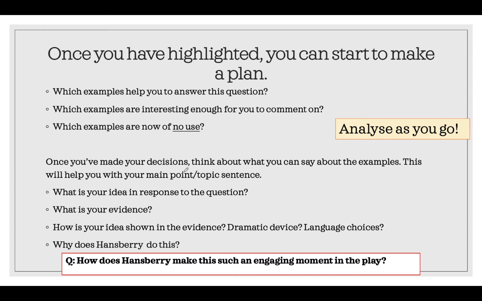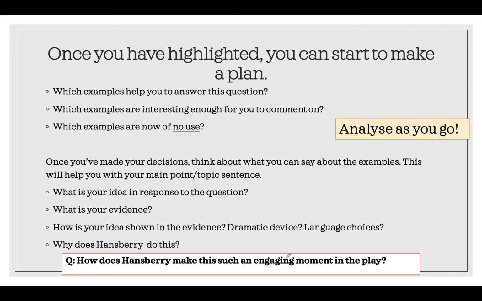So once you've made your final decisions, do just think about what you are going to say about the examples, and you may formulate points as you're going through this. Your points will give direction to your essay. They are the topic sentence of each paragraph. And these points come out of whatever annotations you may make around the quotations. So think about what your initial idea is in response to the question. What is it that makes this such an engaging moment in the play?